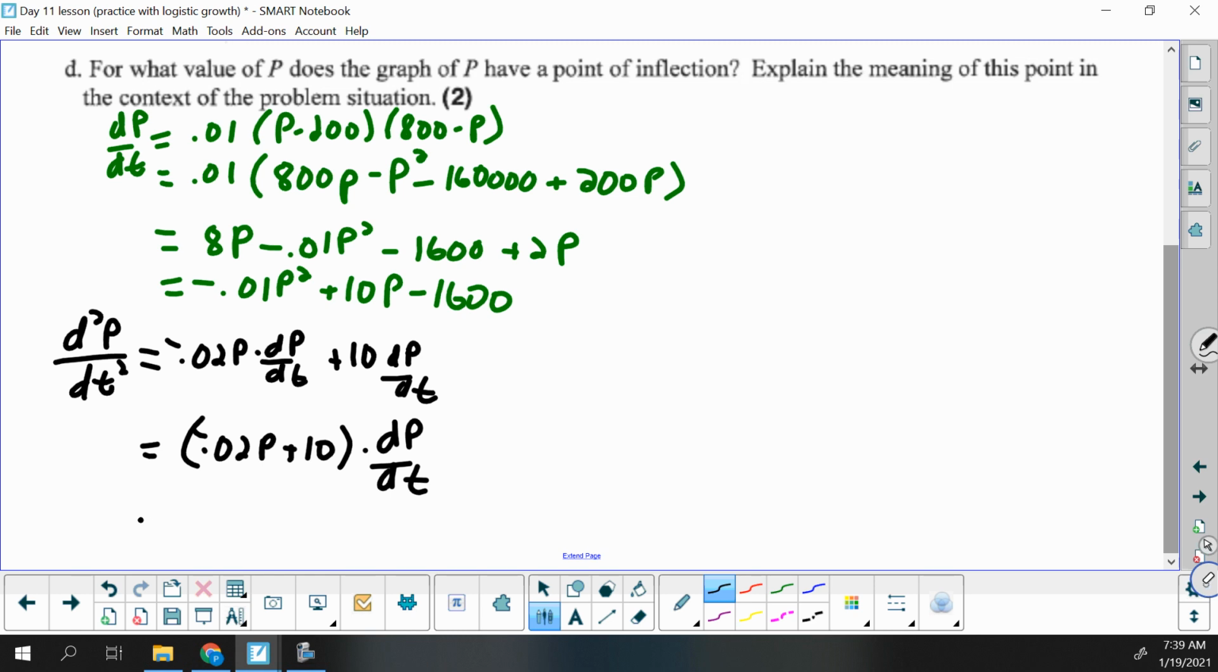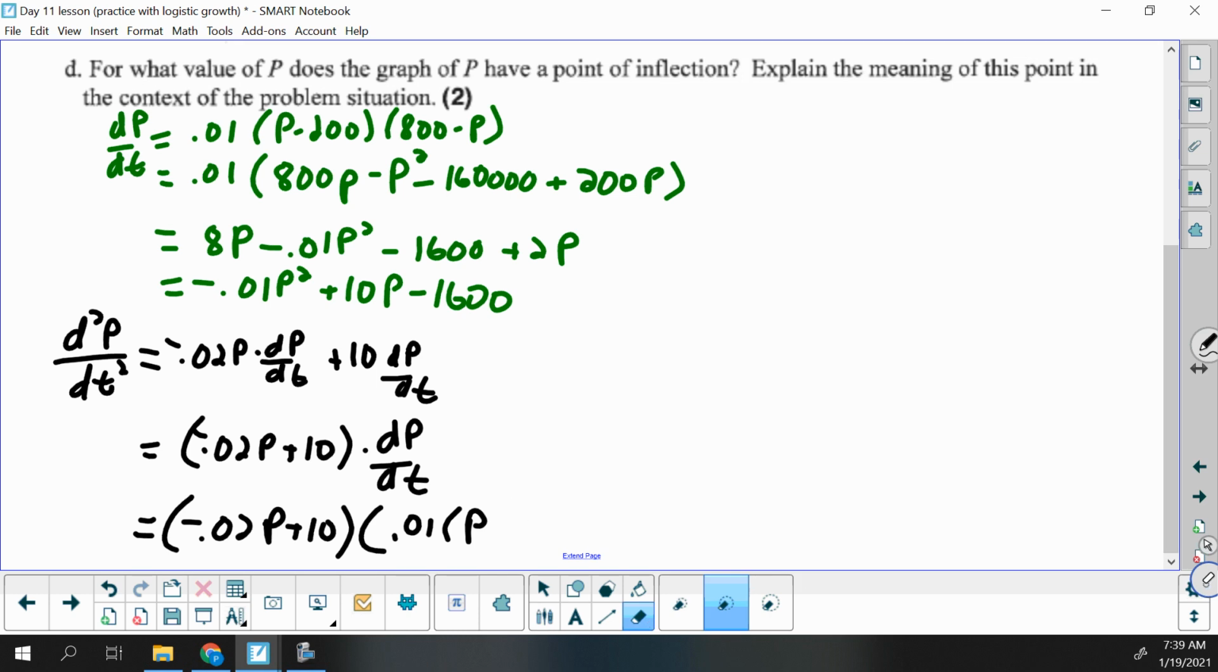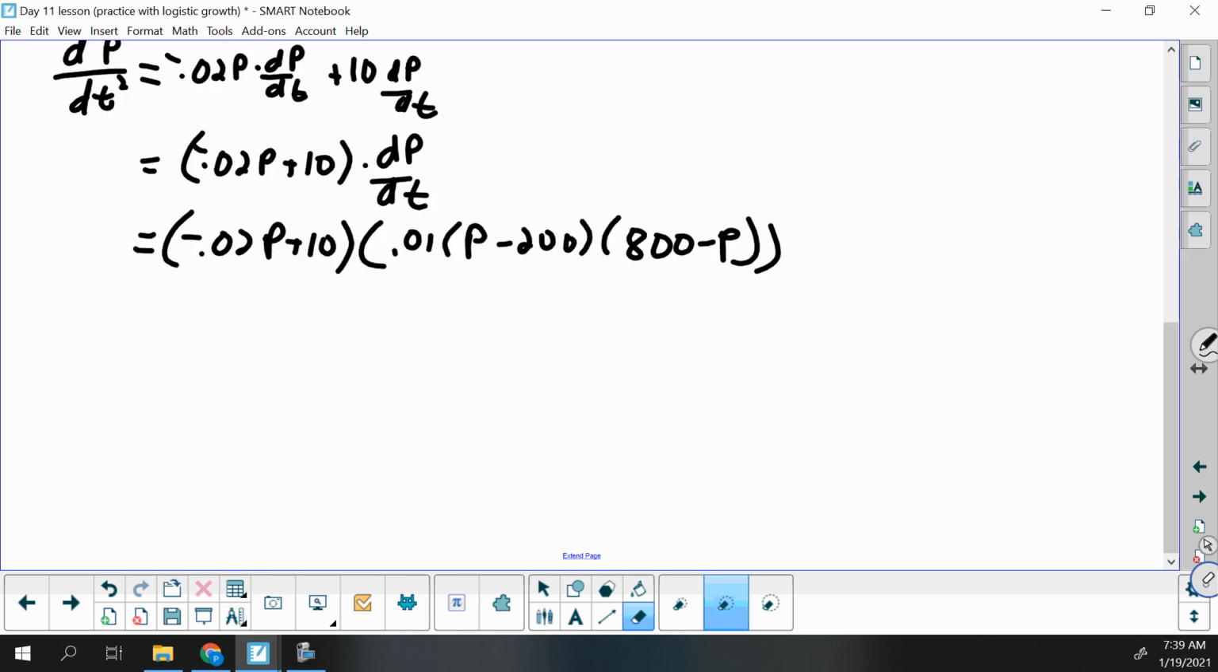But we know what dp over dt is, so let's replace it. From the original question, we know that that is 0.01 times p minus 200 times 800 minus p. And what's nice about this is it's already in a factored form, so setting it equal to 0 becomes a lot easier. So we got minus 0.02p plus 10 equals 0.